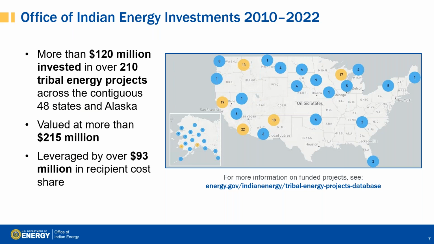So last year, the office committed $72 million to 31 tribal clean energy projects across the country. This builds on an investment of over $120 million in more than 200 tribal energy projects funded across the contiguous 48 states and Alaska that were funded between 2010 and 2022. Through these grants, the Office of Indian Energy continues its effort in partnership with Native communities to maximize the deployment of clean energy solutions for the benefit of American Indians and Alaska Natives.